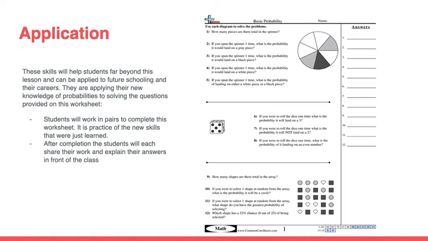These skills will help students far beyond this lesson and can be applied to future schooling and their careers. They are applying their new knowledge of probabilities to solving the questions provided on this worksheet. Students will get this worksheet and work in pairs to complete it. It is practice of the new skills that we just learned in the story question and the modeling. After completion, the students will share their work and explain their answers in front of the class.